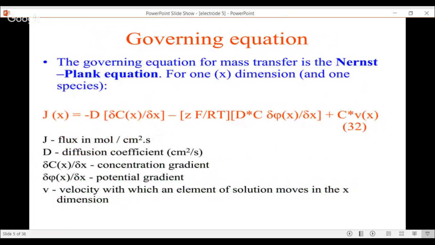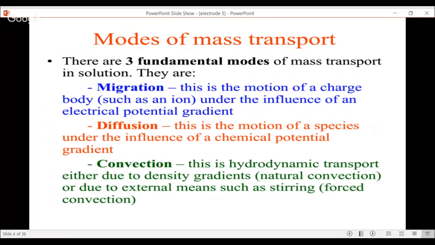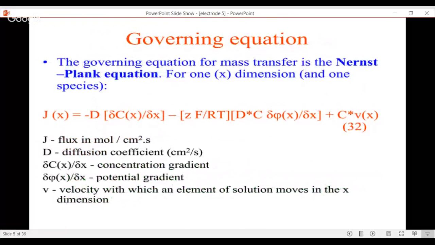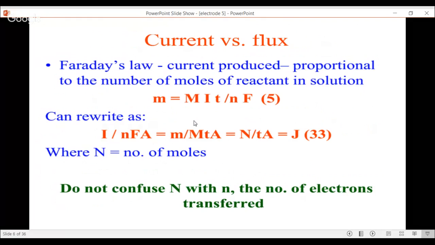Minus z, the charge on the ion, F Faraday, by RT, into D, the diffusion coefficient, into C, the concentration, into d phi by dx. This is the potential gradient. Potential gradient is due to migration. Plus C into Vx, where Vx is the velocity with which the element of solution moves in the x dimension. So this is the governing equation. Now in this we will choose the conditions in such a way that one of them will be predominant.